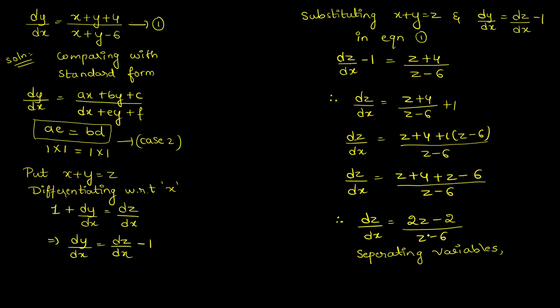take all the z terms on one side and the x terms on the other side. We have only one x, so send x to the numerator on the right hand side. So z minus 6 divided by 2z minus 2, dz, equal to dx. Always remember, dz and dx should be in the numerator. We cannot take them in the denominator because we are going to apply integration in the next step. Now we can see that the variables are separated.